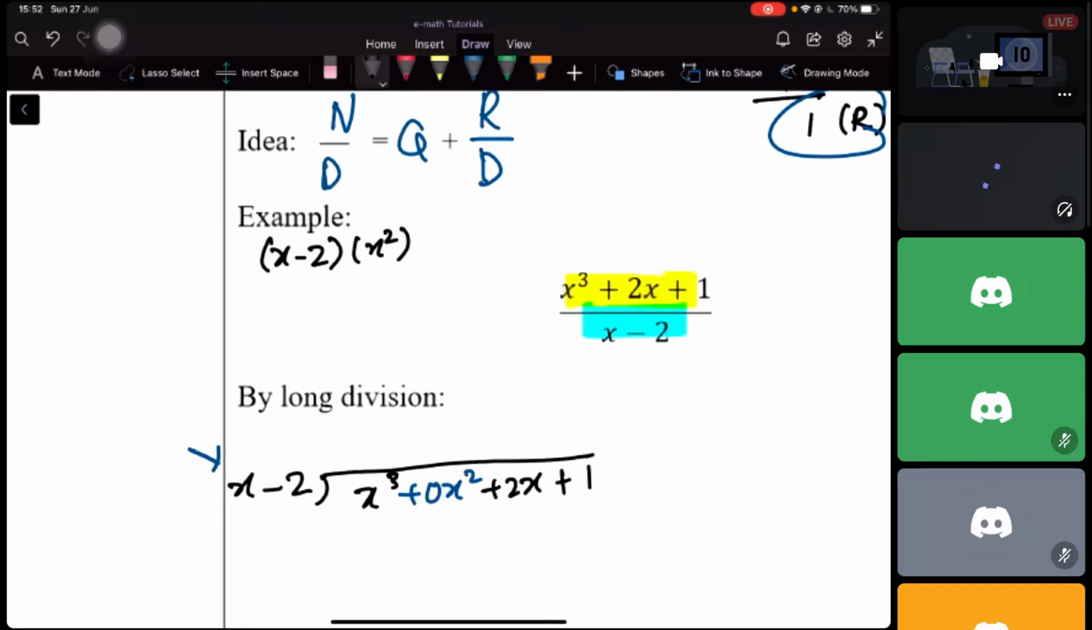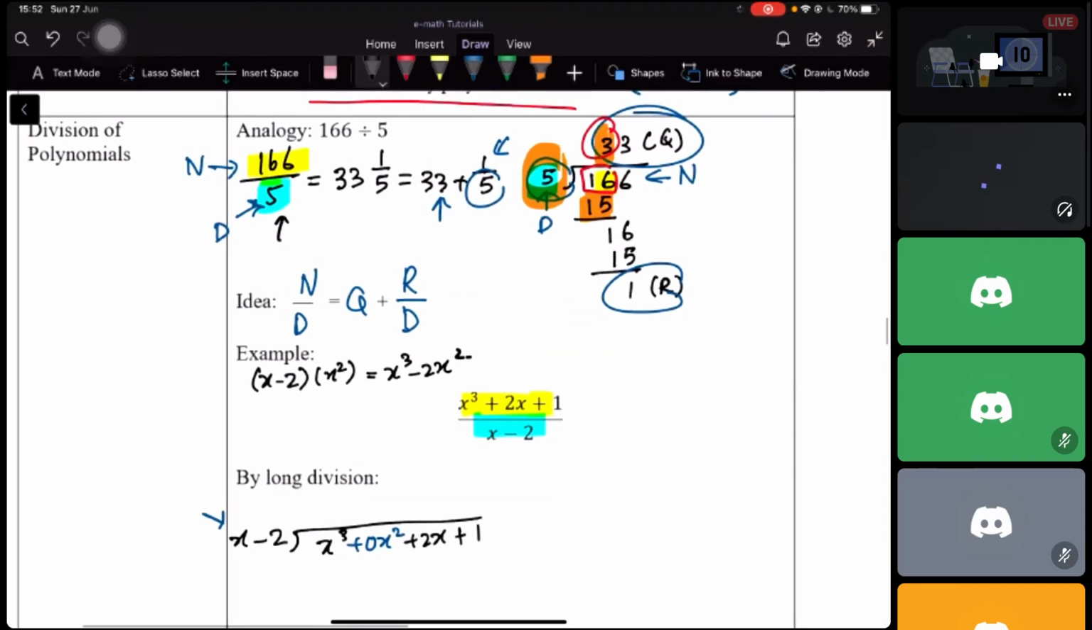x squared, isn't it? So if I multiply this out, what do I get? x cubed minus 2x squared, right? So what you do here, you see, 5 times 3 is 15. Where do you write the 3? This one is your 3, right here. So just write your x squared on top. Where should you write your x squared? You should write it on top.